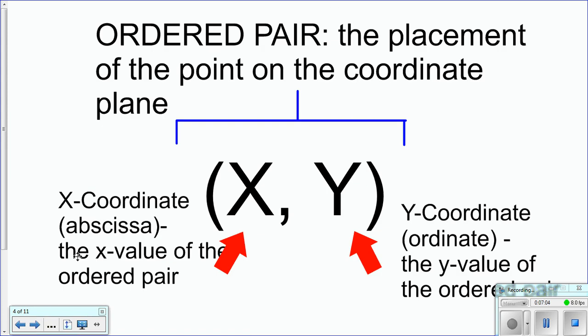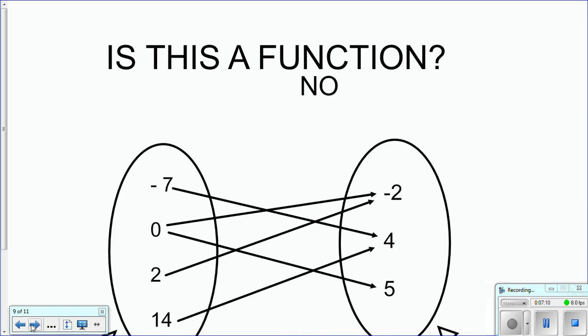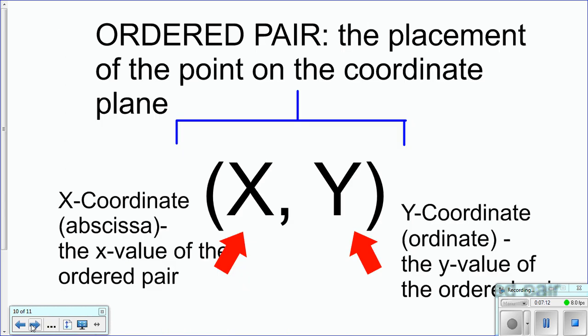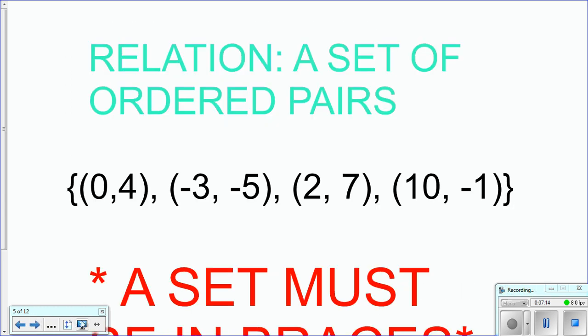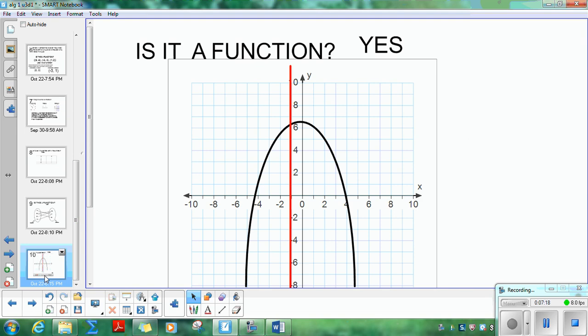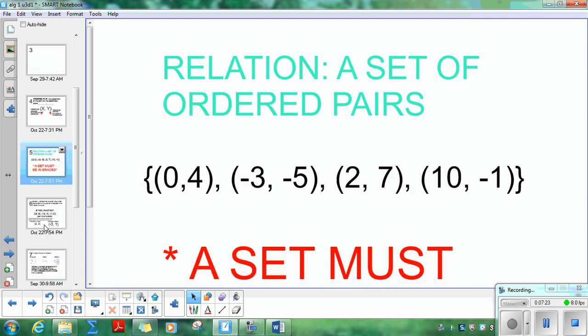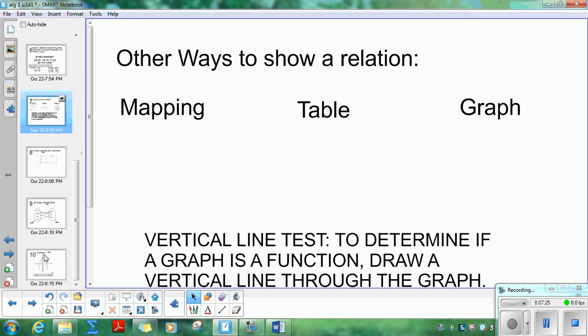Ordered pair, we already did this. Why are we going backwards? What happened? How'd I jump? Weird. Oh, that's it. Is that really it? Did I just do everything for you? I think I probably did it all for you.